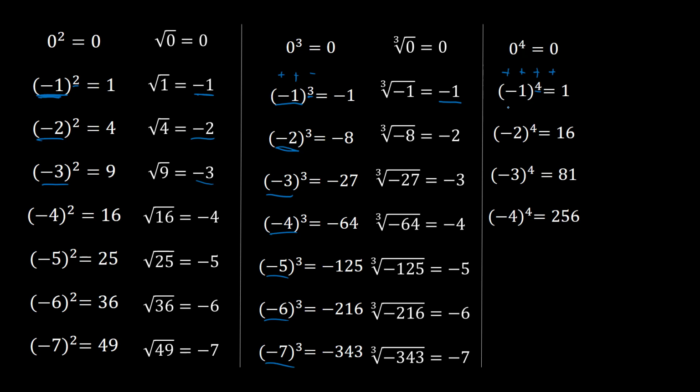-3 to the fourth is 81. -4 to the fourth is 256. And -5 to the fourth is 625.